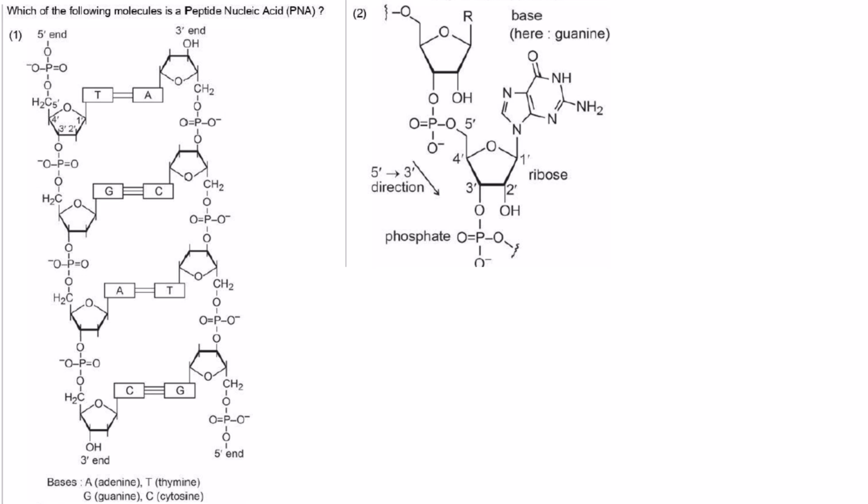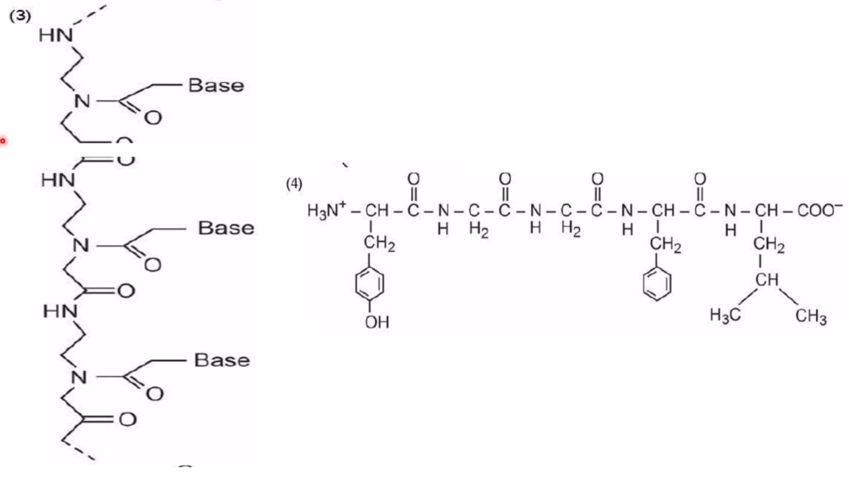So here in option 1, you can see a sugar and phosphate backbone and there are no peptides here. So that cannot be the answer. Here also sugar and phosphate and base. So it is not a PNA. Now this example, if you see, it has a peptide here. This is the peptide. It is not a sugar phosphate backbone and a base is attached to it. Base is your nitrogenous base. So that could be a PNA. So the answer here is option 3.